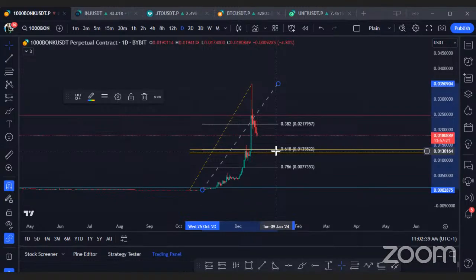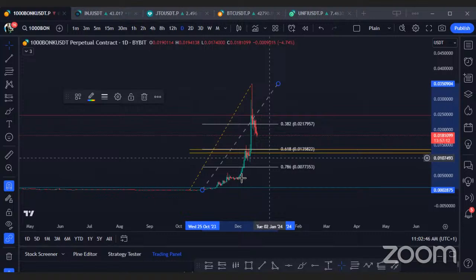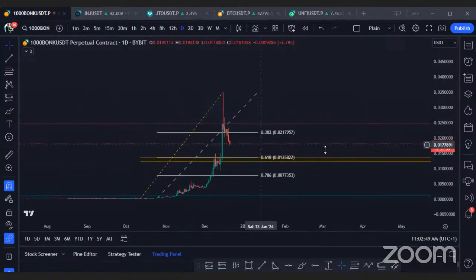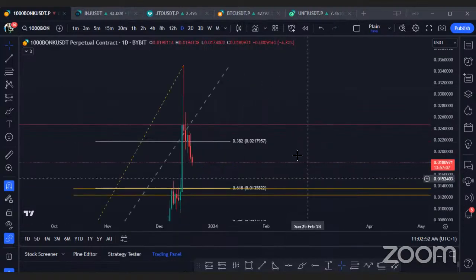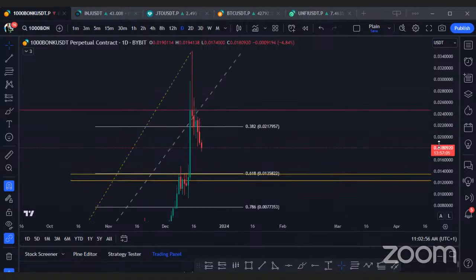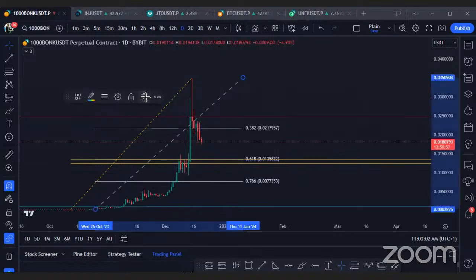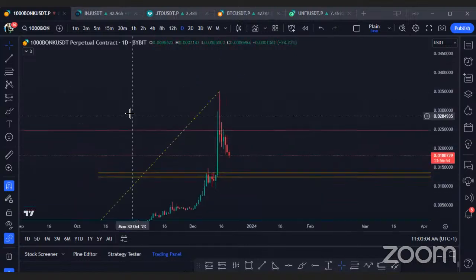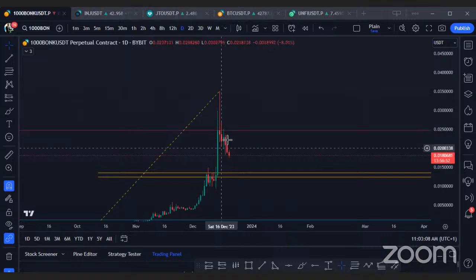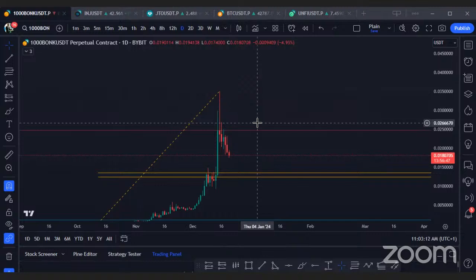I'm saying wait for Bunk to come to 13 cents, 0.013, 0.012. Those are the areas you should be looking at buying Bunk. That's basically what I'm looking at on Bunk. Wait for it to get back there, and then you buy it to the upside. There's no need to rush into these things.